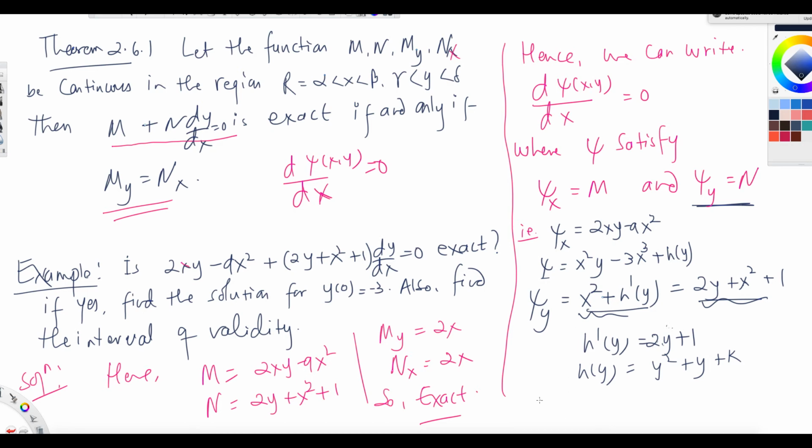So what is the value of psi then? Hence psi(x,y) equals, let's plug in, x squared y minus 3x cubed, and then plus y squared plus y plus k. All right, so this is basically the value of psi. Now, what is the final answer then? This whole left hand side can be written as the derivative of this.